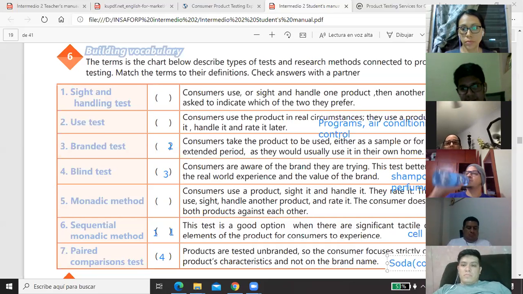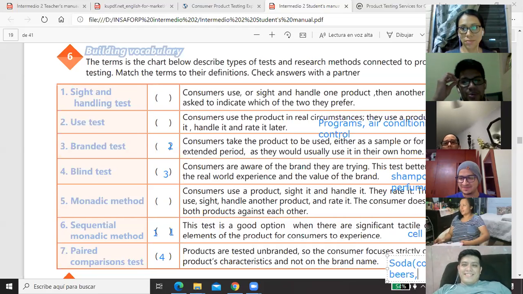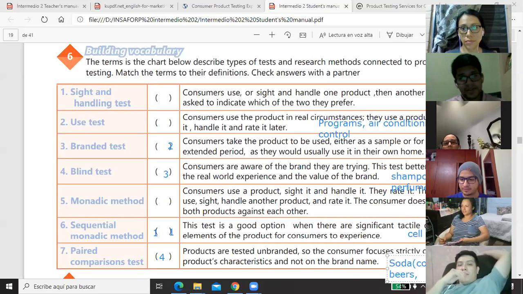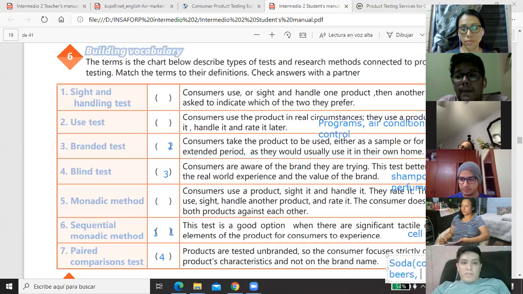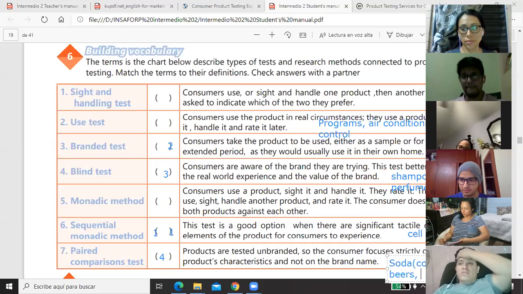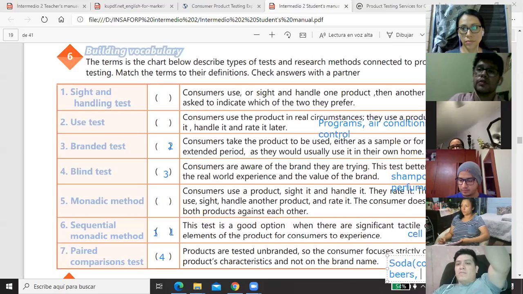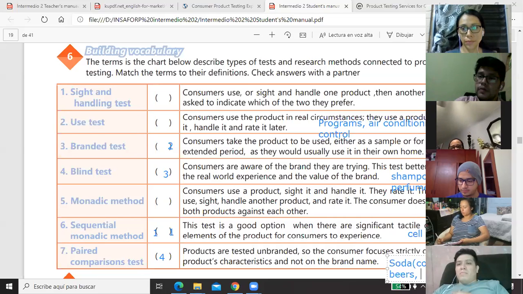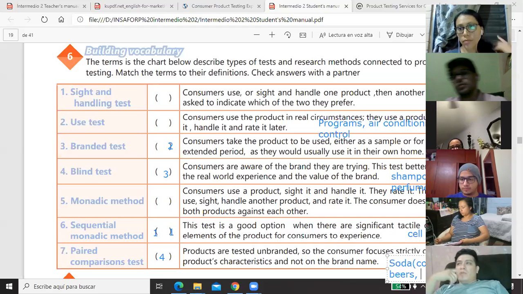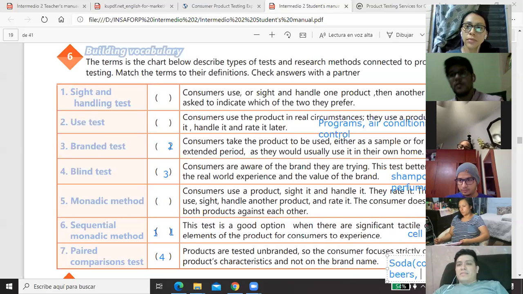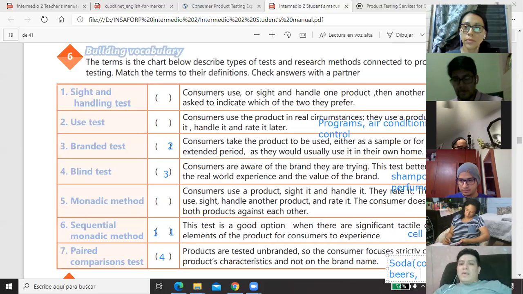Beers. But what if you know water about beers? Water, no matter the brand. Maybe the furniture, because you only see the form, the colors. I don't see the brand, I only see the form, the color.